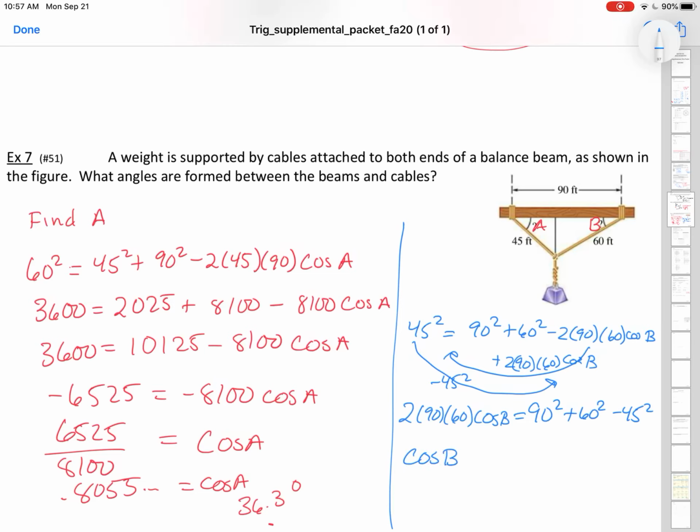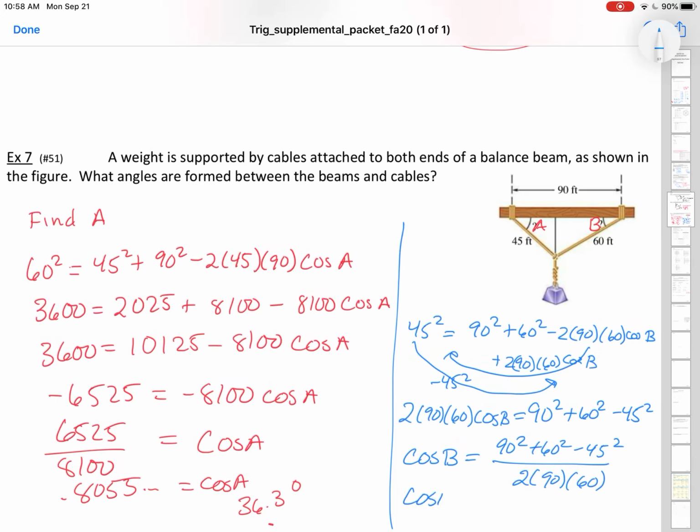So what's cosine B? It is just 90 squared plus 60 squared minus 45 squared, all over 2 times 90 times 60. You could memorize that as well, or write both forms down, since you can do that. So here I don't have to figure them out individually. I'll just take 90 squared plus 60 squared minus 45 squared and hit equal, so it does all that, divided by 2 times, in parentheses, 2 times 90 times 60, and then hit equals.